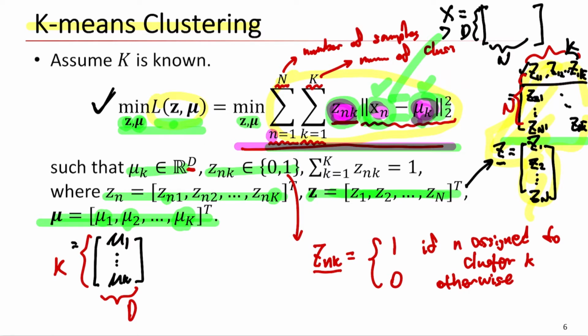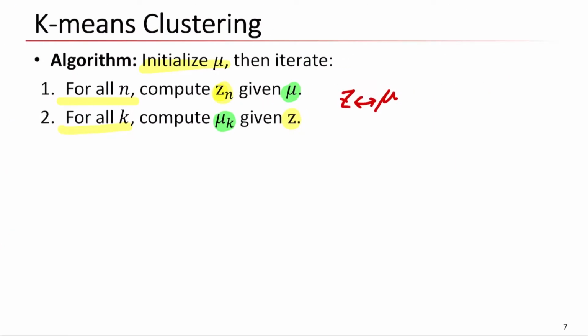So for each sample, we have to find the cluster membership, right? Then the matrix mu has K columns of D-dimensional mu k, right? So the size of mu is K by D. Okay, so this is the goal of k-means clustering. By minimizing this loss function, we can find mu and Z, right? So this is the k-means clustering algorithm.